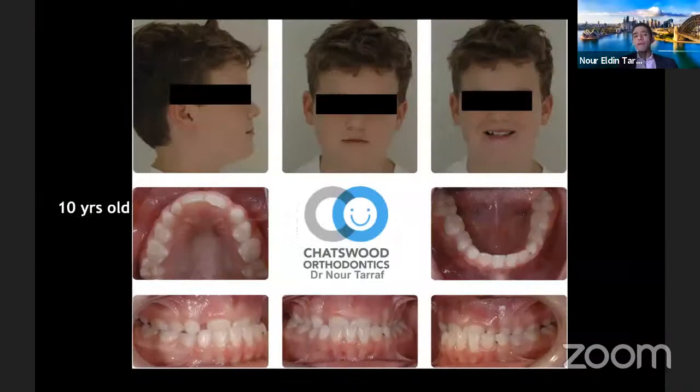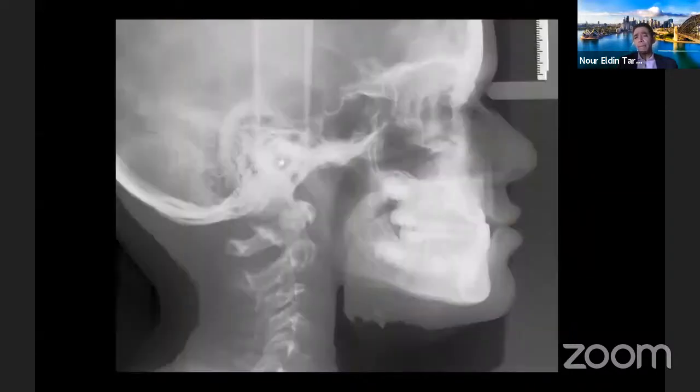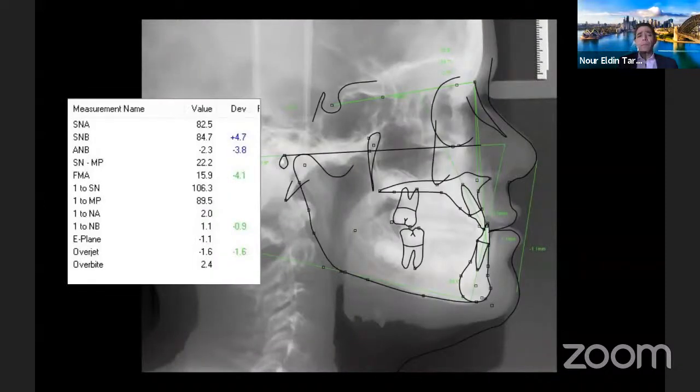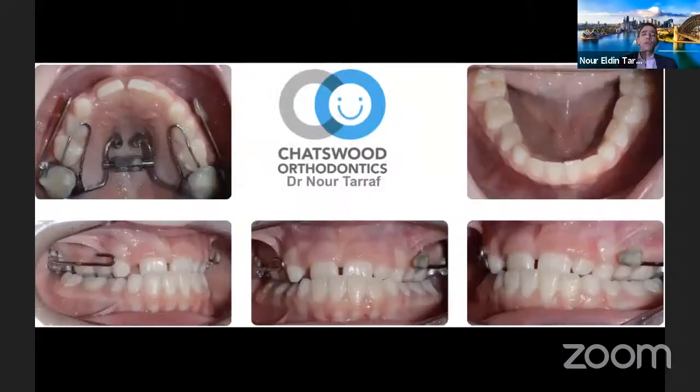So this was one of our first and early experiences with the system. A 10-year-old with an anterior crossbite and a class 3 skeletal pattern, negative A and B, and you can see that there's an element of maxillary deficiency just because of the amount of crowding we can see in the maxilla. So the plan was we're going to place 2 palatal implants. We're going to use expansion and protraction with a face mask using the hybrid expander.